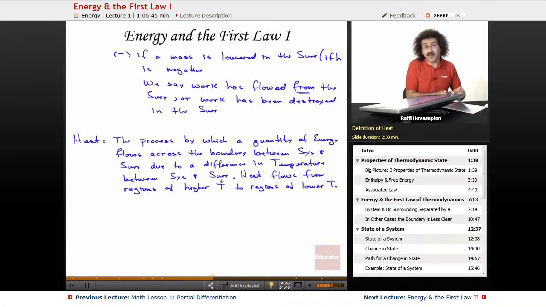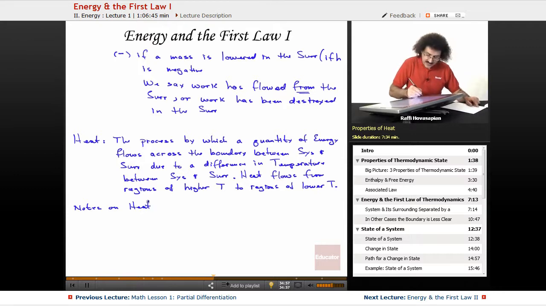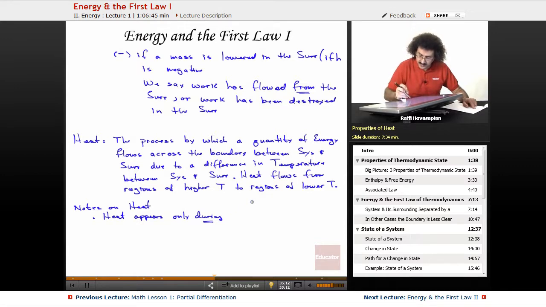Okay, now let's go ahead and say a few words about heat itself. So, notes on heat. Okay, not altogether different than work. Heat appears only during a change of state.